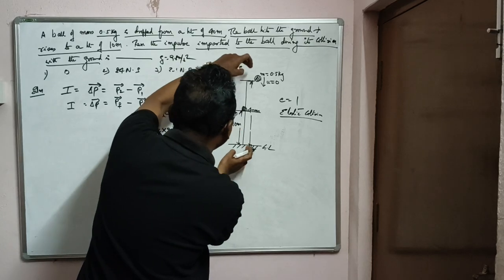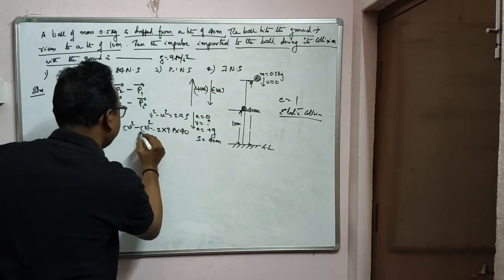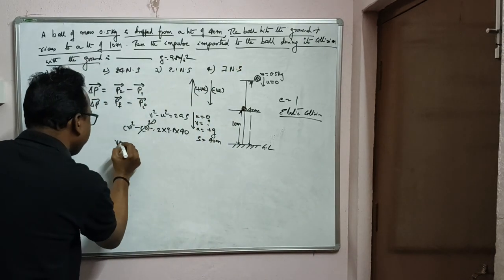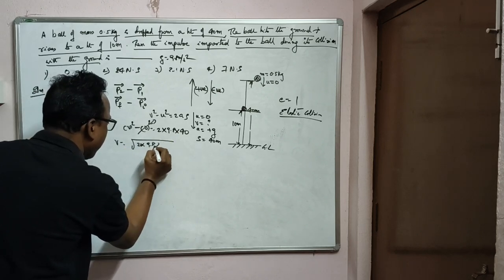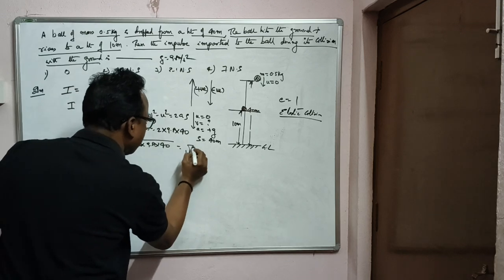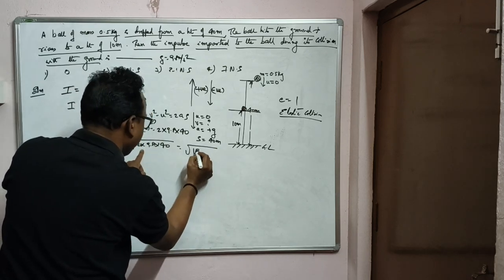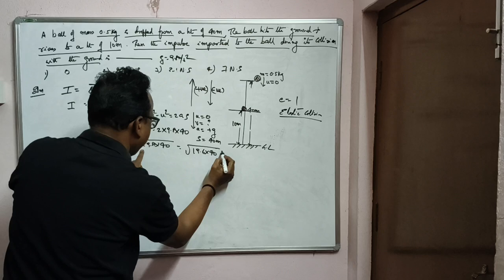So the 40 meters comes from the height. Since u is 0, v is equal to root 2gh, that means root over 2 into 9.8 into 40, that is root over 19.6 into 40.